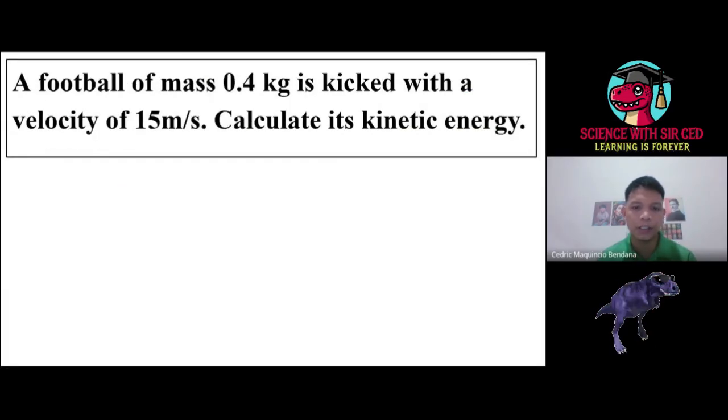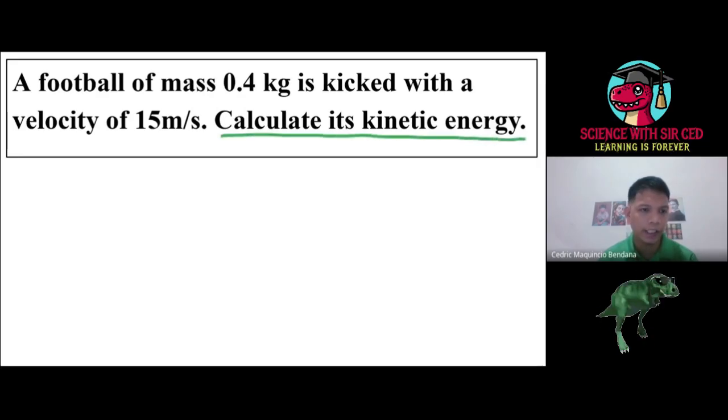The next example is a football that has a mass of 0.4 kilograms and it was kicked with a velocity of 5 meters per second. Calculate the kinetic energy. So in this situation, we calculate the kinetic energy.